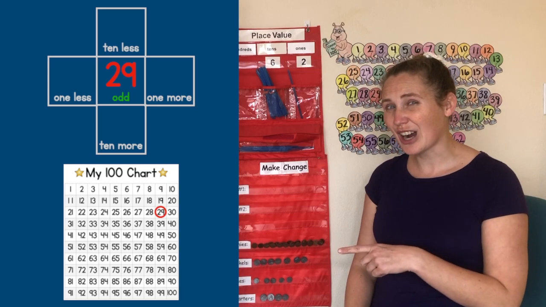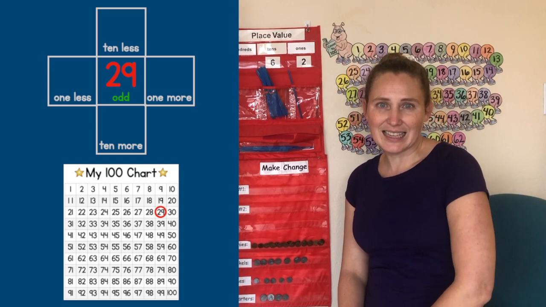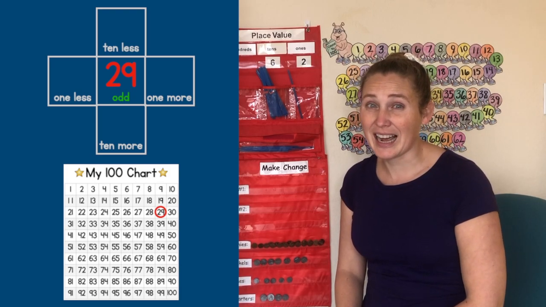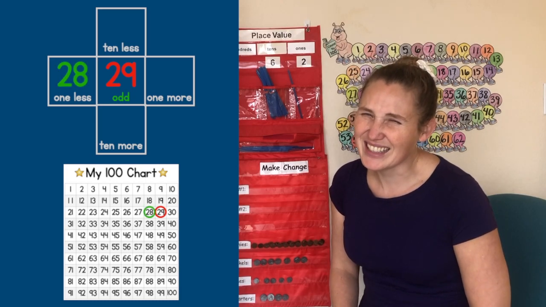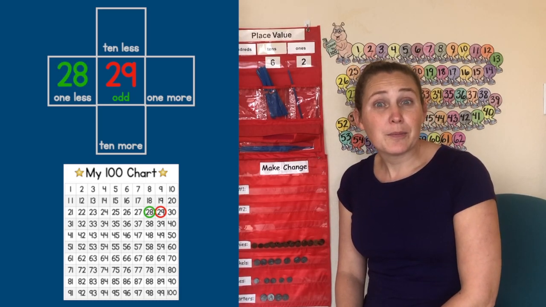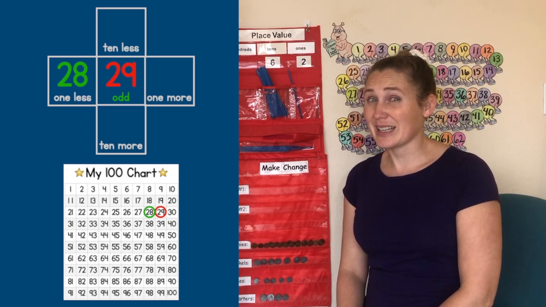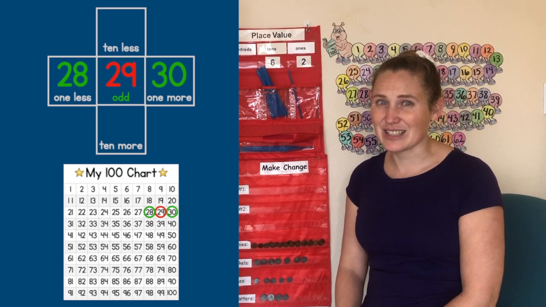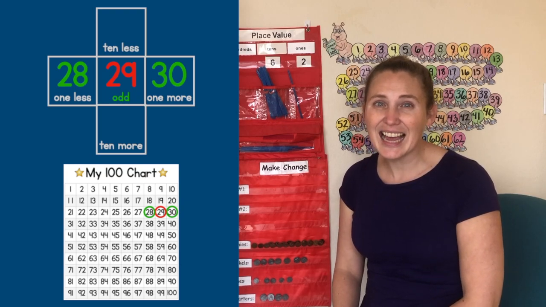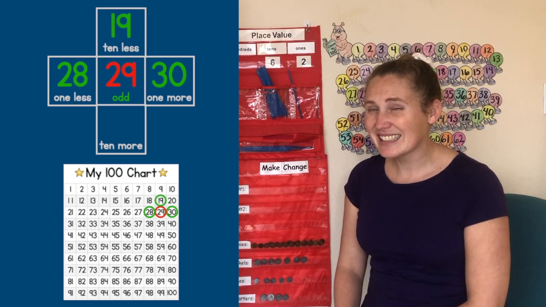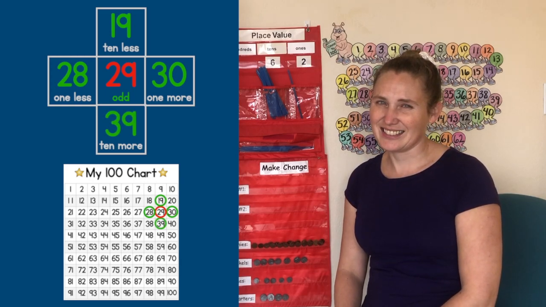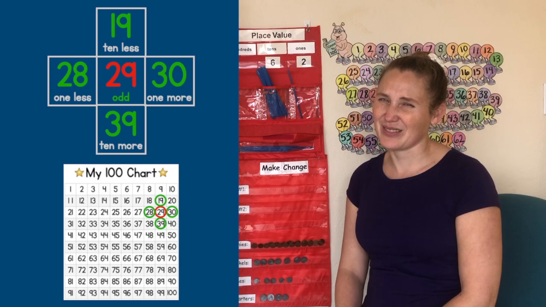Looking at our hundreds chart, what's 1 less than 29? The number right before 29. 29 minus 1. 28. What's 1 more than 29? 29 plus 1. 30. What's 10 less than 29? 29 minus 10. 19. And 10 more than 29? 29 plus 10. 39. Great job with the hundreds chart with me today.